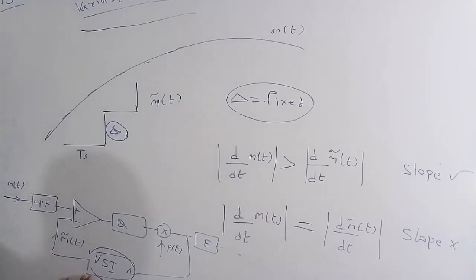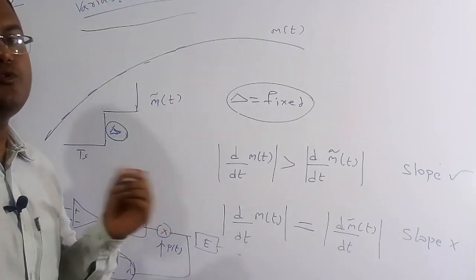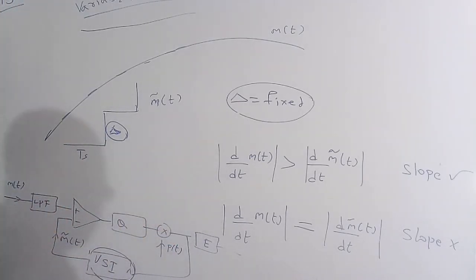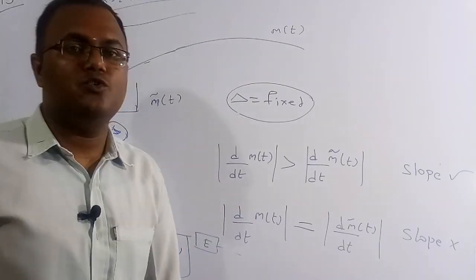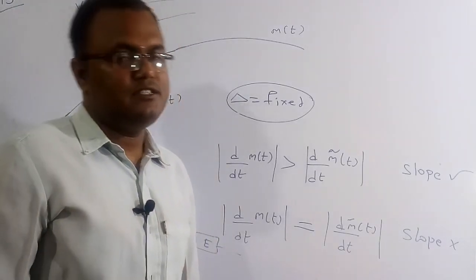Because of this variable slope integrator, we are going to make the slope of m cap of t, or the slope of the staircase message signal, equal to the slope of the message signal. So at each and every instant, the slope overload problem is going to be absent in this circuit. So we have to replace this normal integrator with a variable slope integrator. Then at each and every instant we are trying to make the slope of the message signal equal to the slope of the staircase waveform. Then we are going to remove the slope overload problem in this delta modulation.